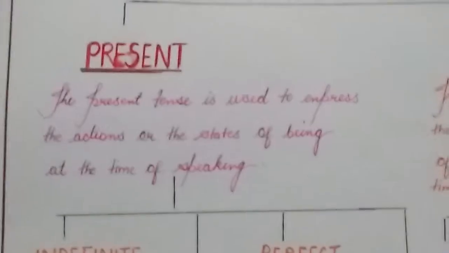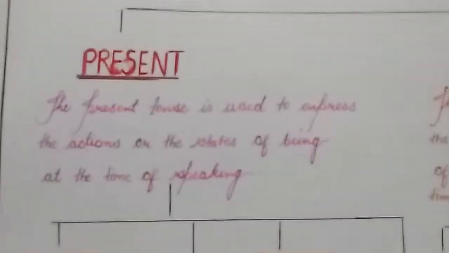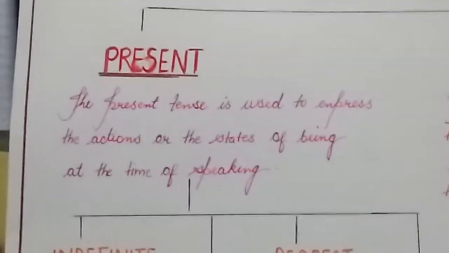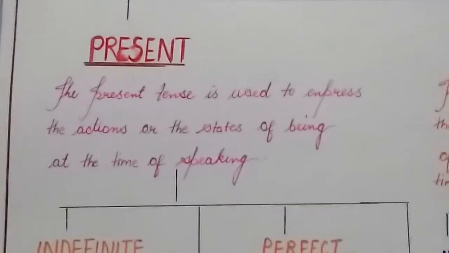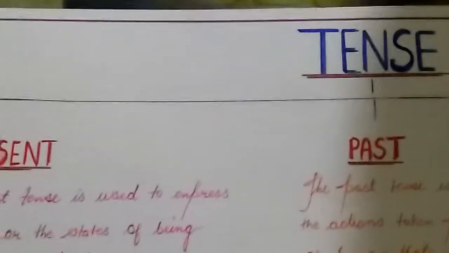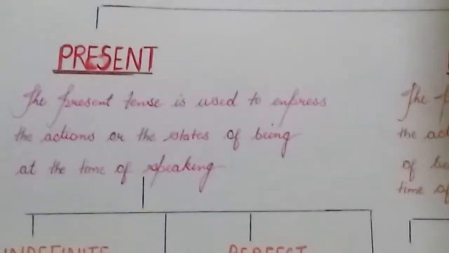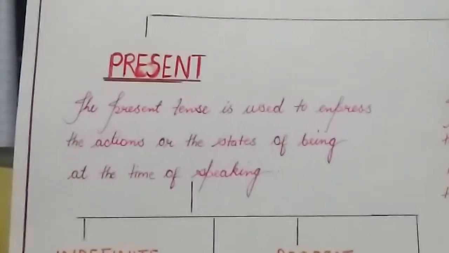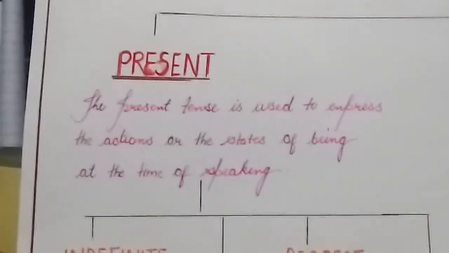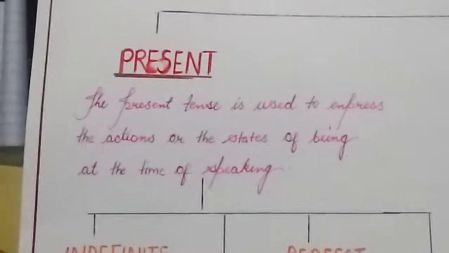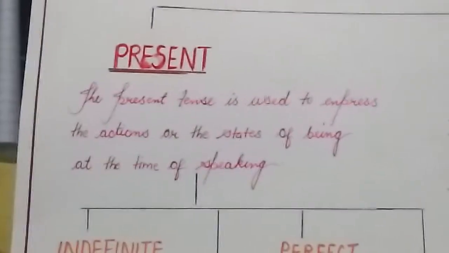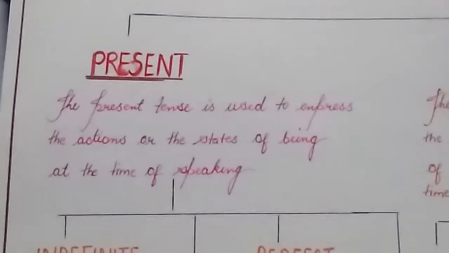The present tense is used to express the action, the state of being at the time of expression. Present tense talks about the inflection of the verb that deals with present time. For the suitability of its study, present tense is divided into 4 parts: present indefinite tense, present perfect tense, present continuous, present perfect continuous tense.